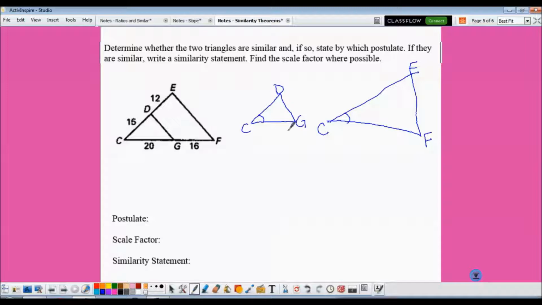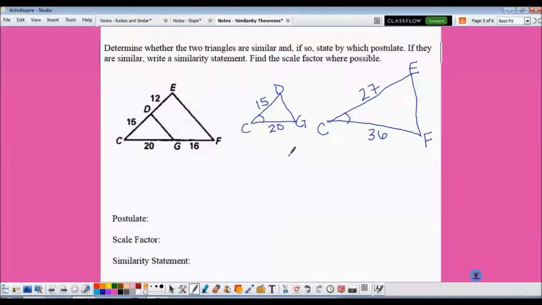Now let's figure out the lengths of these sides. CD was 15, CG was 20, C to E was 15 plus 12, so this side's 27. And C to F would be 20 plus 16, which is 36.